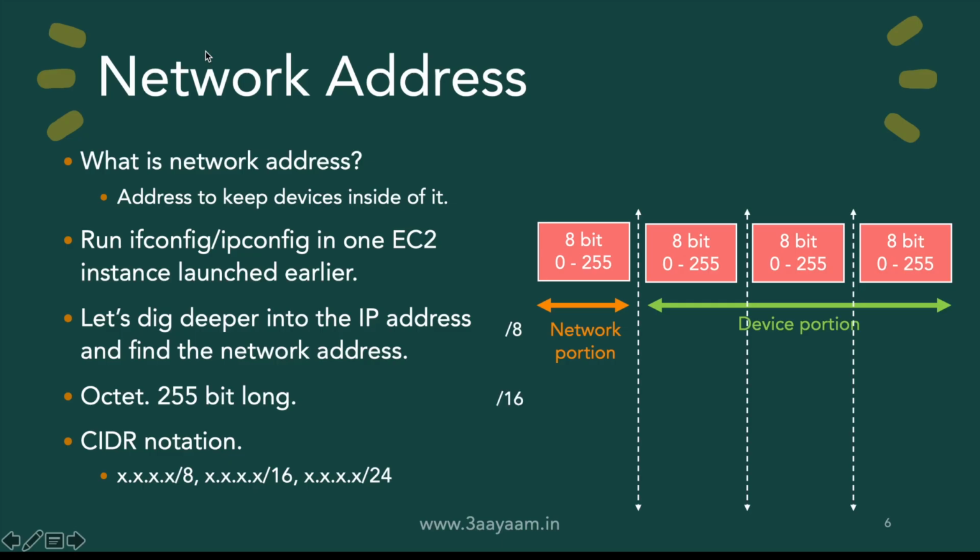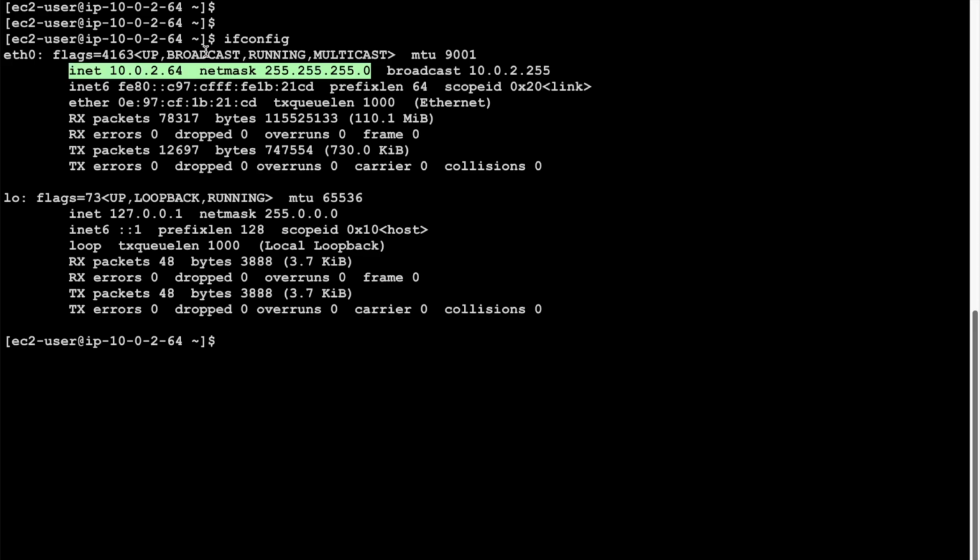Now for /16, it means that the initial 16 bits belong to the network and the last 16 bits belong to all the devices that would be put under this network. So again, going back to the EC2 instance, had it been a /16 network address, then the network address would have been 10.0.0.0/16 and the netmask would have been 255.255.0.0. Now why 255? Just to reiterate, because that is the maximum value in 8 bits, meaning all the bits have a value of 1.